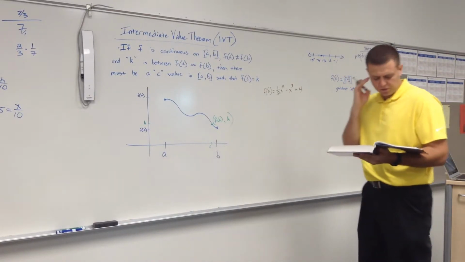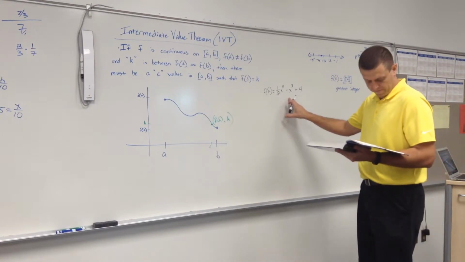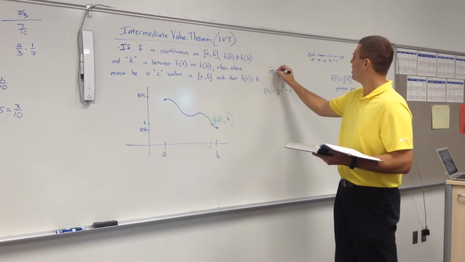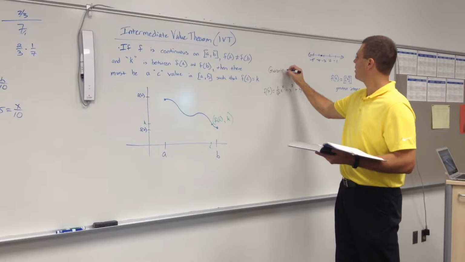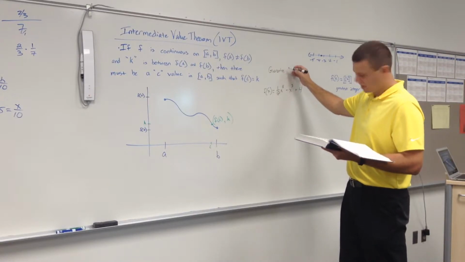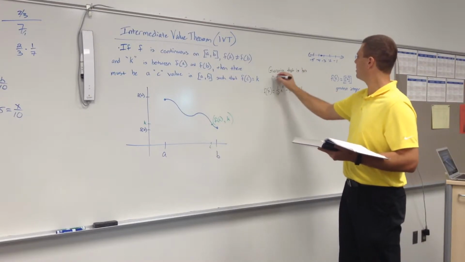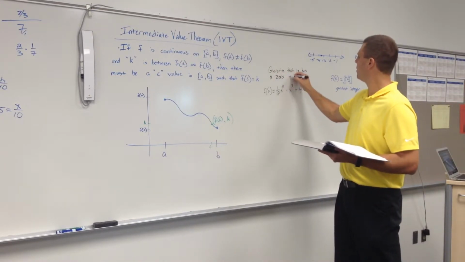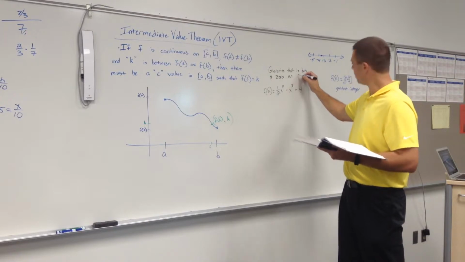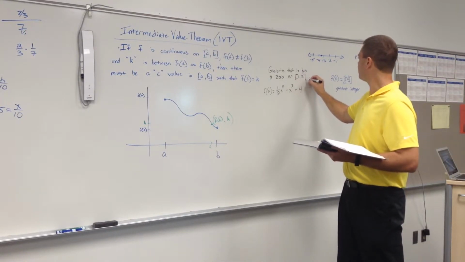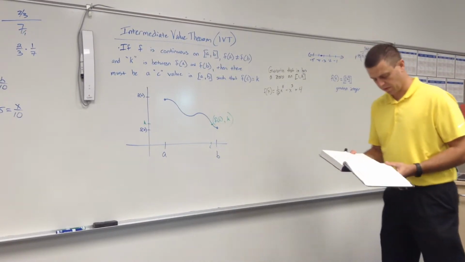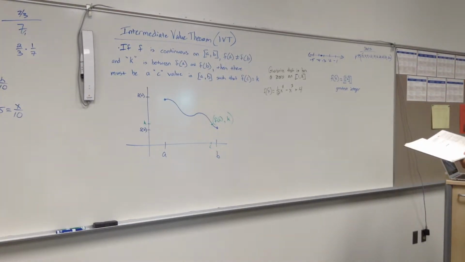So problem number 83 gives you this function right here. And it basically says, guarantee that it has a 0 on the interval 1 to 2. Explain why this function must have a 0 on the interval 1 to 2.